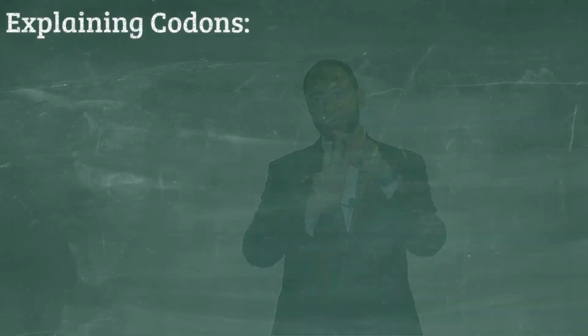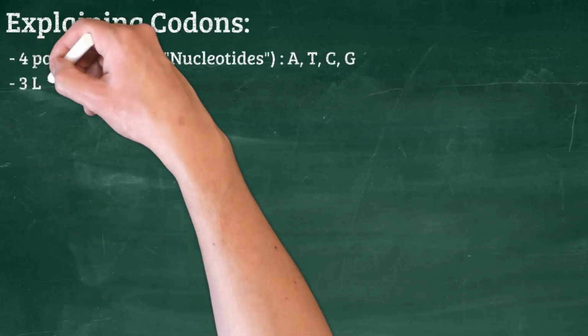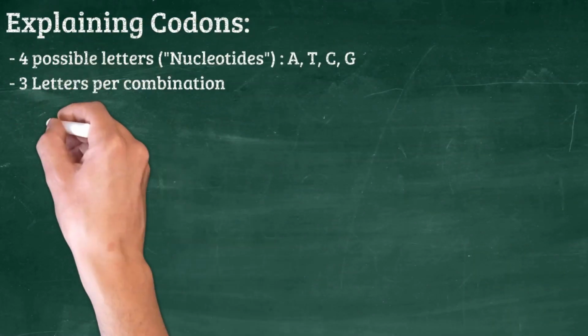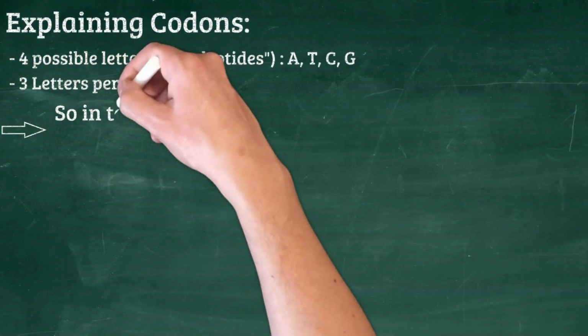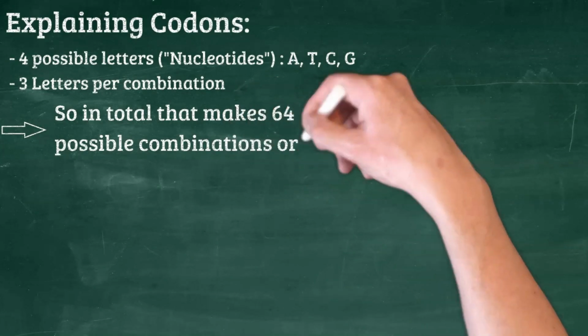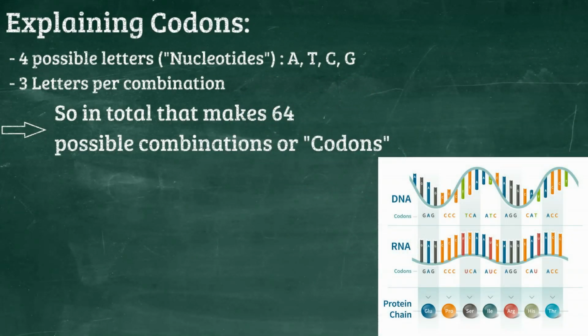Letters come together into sets of 3 that are called codons. So a codon will have 3 letters, one after each other. Each one can be an A, a T, a C, or a G. So each letter can be one of 4, and you have 3 of them, which gives you 64 different combinations. Each combination, which is a codon, is like a word in our book.